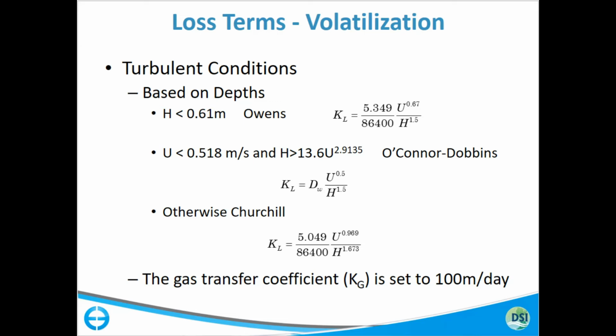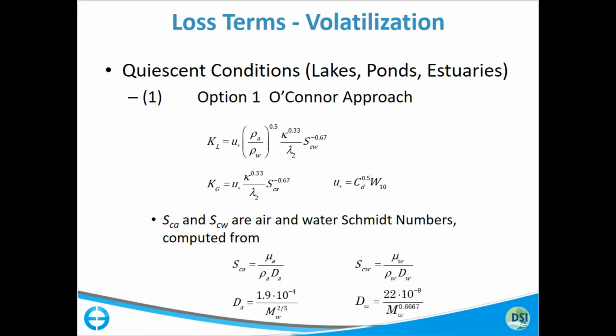according to this method. Gas transfer coefficient in a turbulent condition is set to a high value, just because we don't want it to limit the mass transfer. In a quiescent condition, there are two options available, and these are user-specified options. So this is not an on-the-fly toggle. This is you as the modeler will make this decision.